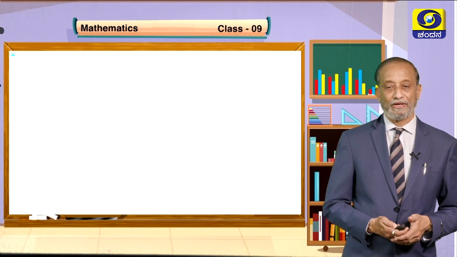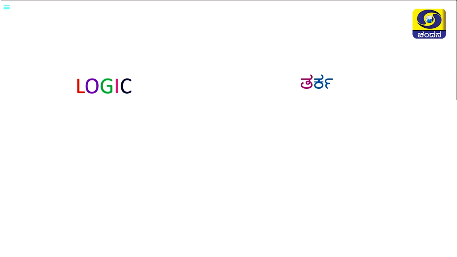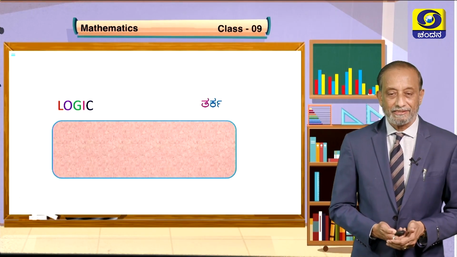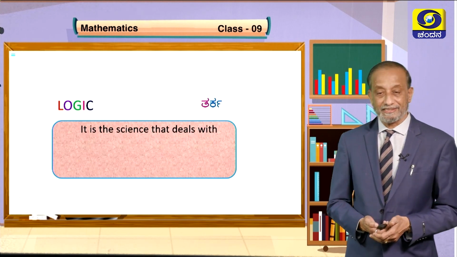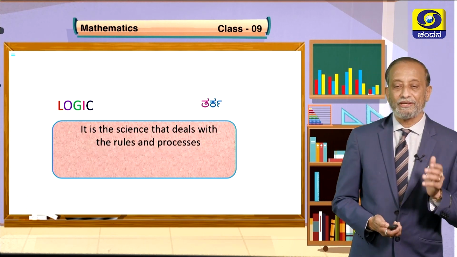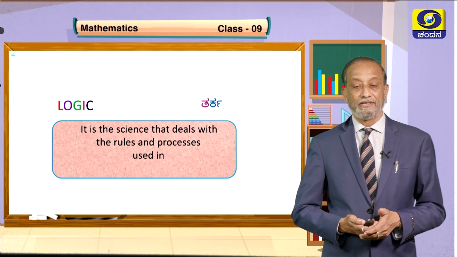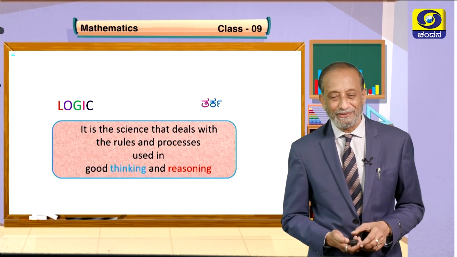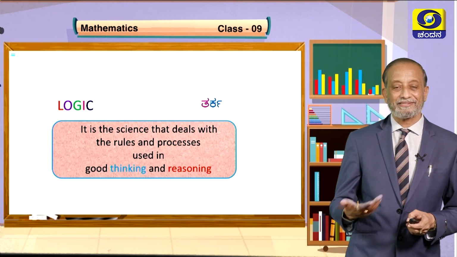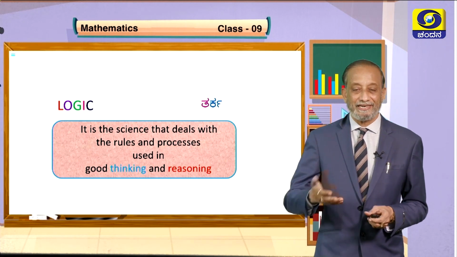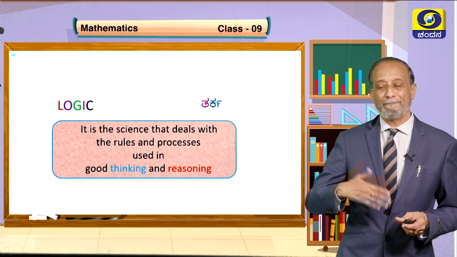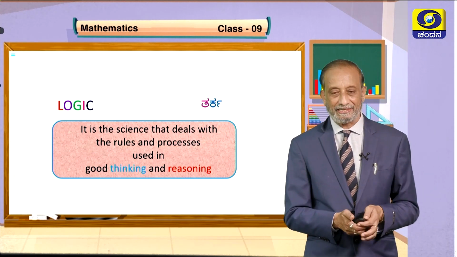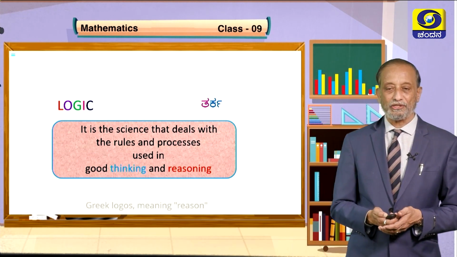So, the words logical and proof, let us try to understand very clearly these two new terms, logic and proof now. Okay. So, logic, in Sanskrit we call it as tarka. Logic means it is the science that deals with the rules and processes used in good thinking and reasoning only. So, the branch of science which deals with reasoning, thinking, the process, the rules, etc. is called logic.